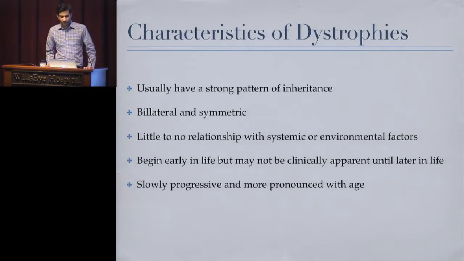All right, so corneal dystrophies. As far as a few general rules or characteristics, there's usually a strong pattern of inheritance. They're just about always bilateral and symmetric. Little to no relationship to systemic or environmental factors. Usually they begin early in life, but they may not become apparent until later on. And then they're slowly progressive, and they get more pronounced with age. And that's kind of what a dystrophy is.